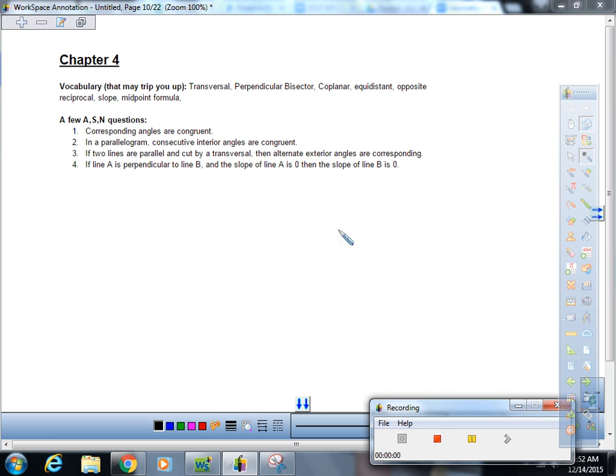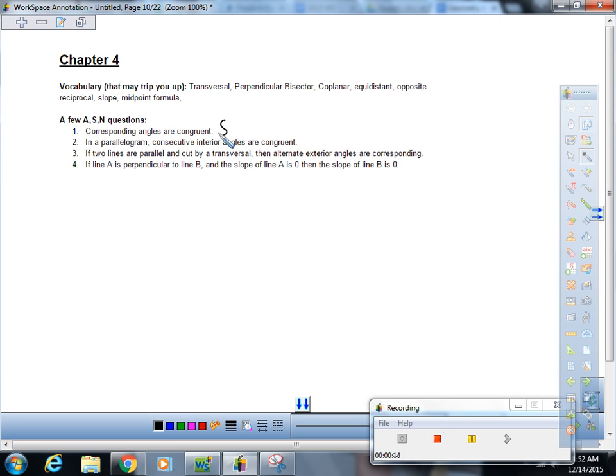So we're working on Chapter 4 review questions. For the first always, sometimes, never question, this would be sometimes, because you would need parallel lines for corresponding angles to be congruent. So if it doesn't mention that they're parallel lines, they aren't always congruent.